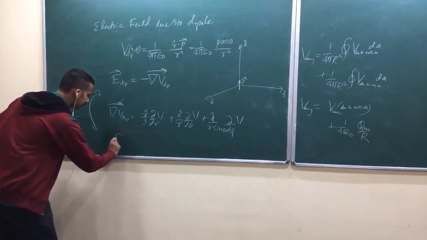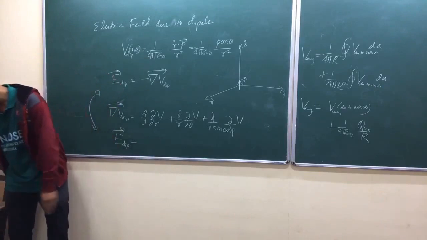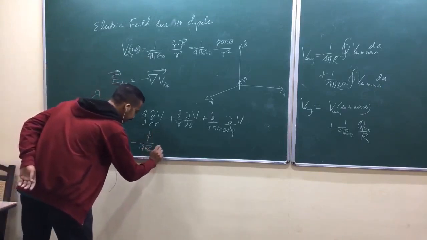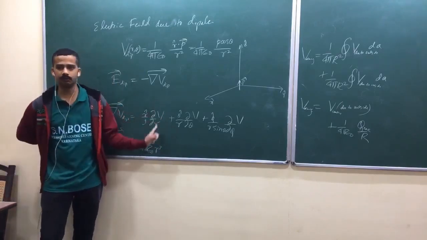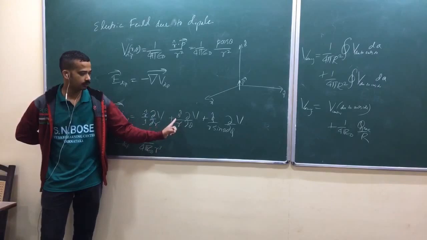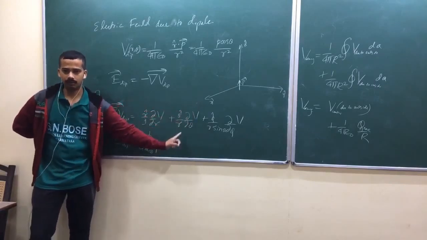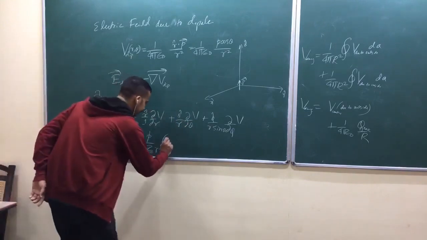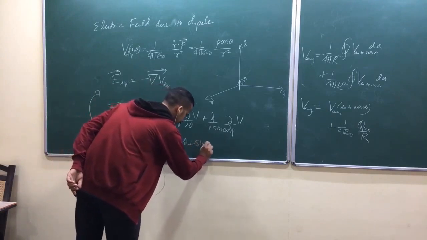Now let me write the electric field due to dipole. P by 4 pi epsilon naught r cube, because if you take the r derivative, you will get 1 by r cube, and here 1 by r is already there, cos theta derivative, and 1 by r square is there, so r cube will come out. That becomes 2 cos theta r cap plus sin theta theta cap.